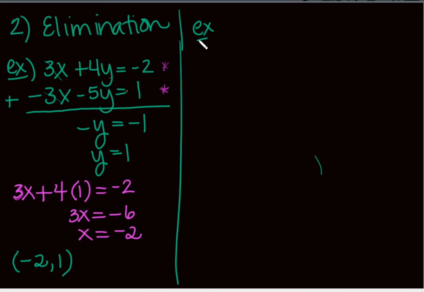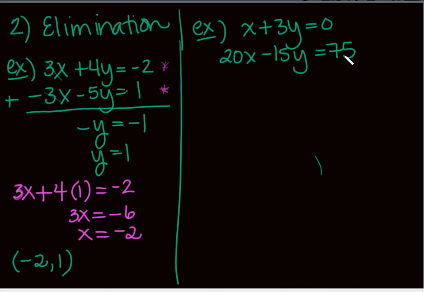So another example might be something like this. x plus 3y equals 0, and 20x minus 15y equals 75, okay? Now I think you could argue that substitution would be quite easy with this one. You could just subtract the 3y and plug it in for x there.